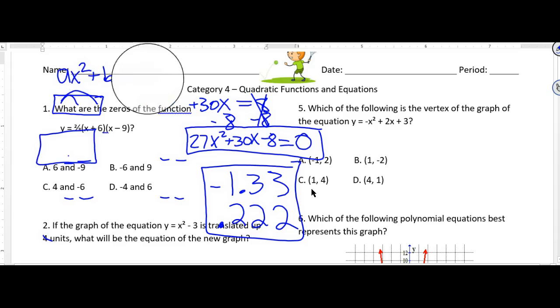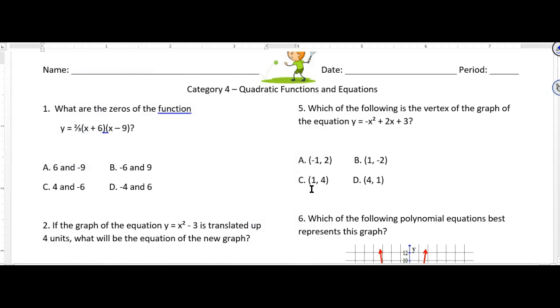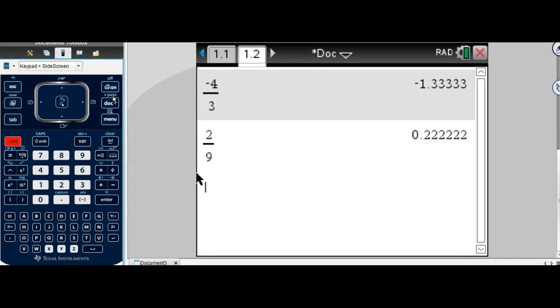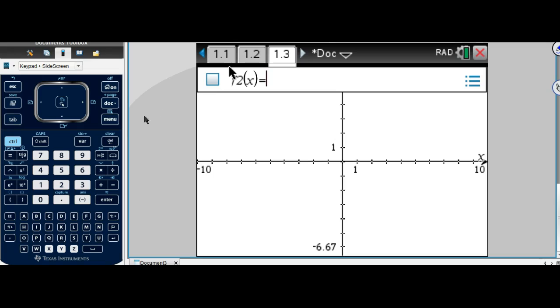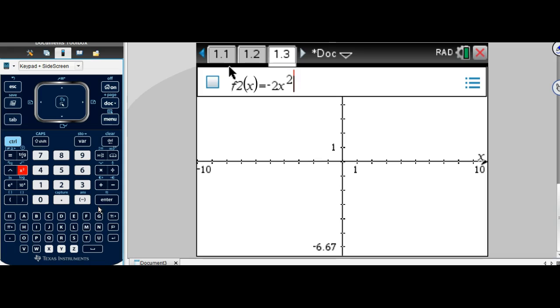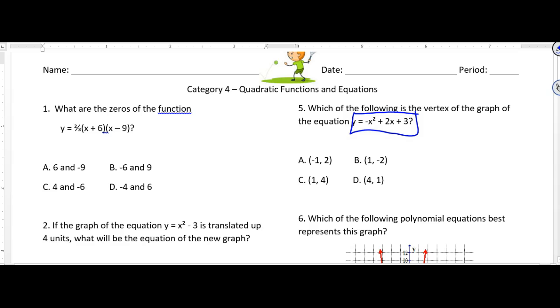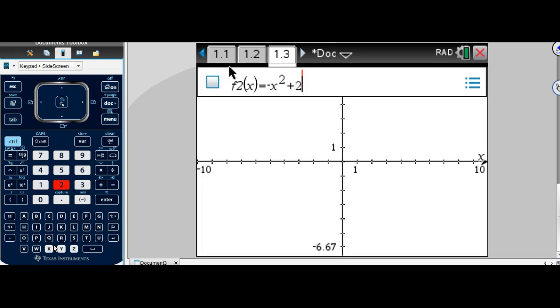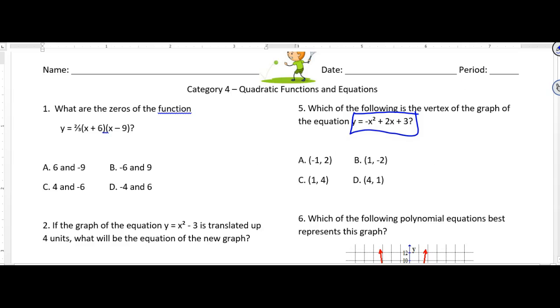Let's scroll up far now. Number 5, we're looking for the vertex of this graph. The only way to find the vertex is to go graph it. Negative x squared plus 2x plus 3. Negative x squared plus 2x plus 3.